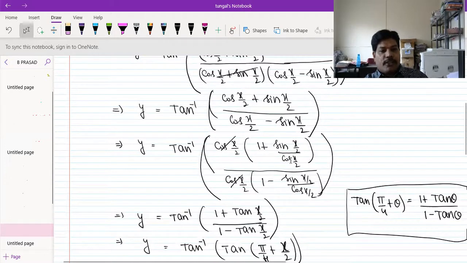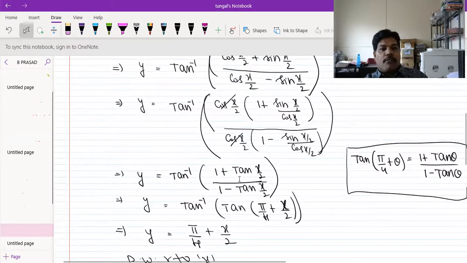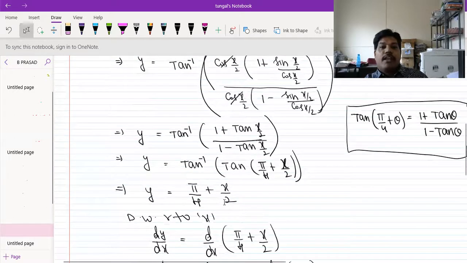by cos x/2. In the denominator also, we will take cos x/2 common, it will become 1 minus sin x/2 by cos x/2. Cos x/2 will be cancelled. So y is equal to tan inverse of 1 plus tan x/2 by 1 minus tan x/2. So already you know the tan of pi by 4 plus theta formula is nothing but 1 plus tan theta by 1 minus tan theta. So it will become tan of pi by 4 plus x/2. So tan inverse and the tan will be cancelled. What we will get is y is equal to pi by 4 plus x/2.